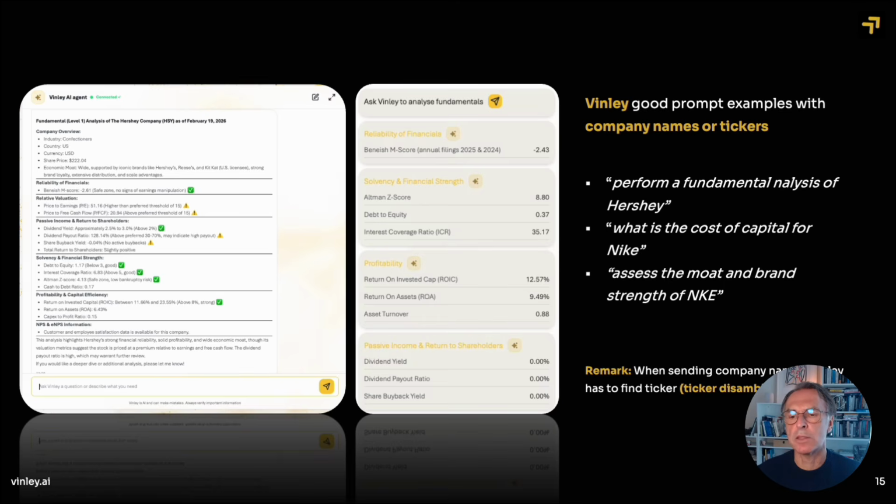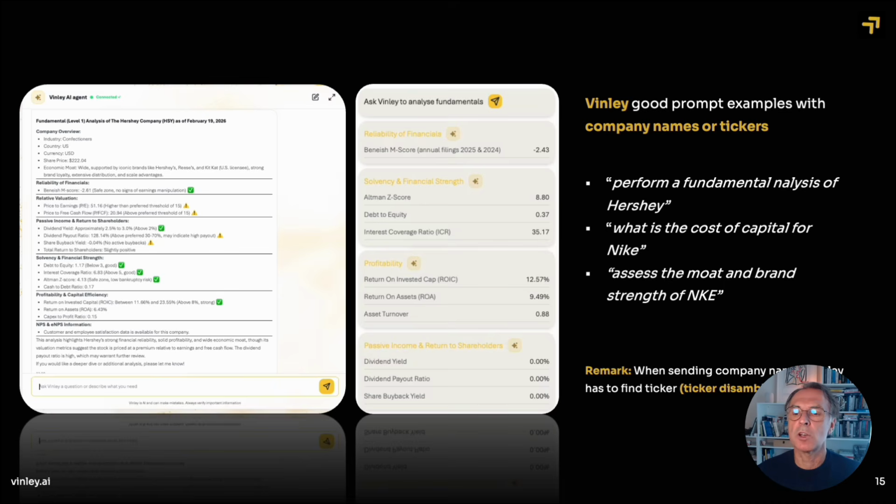So, for example, if I look at those three prompt examples, perform a fundamental analysis of Hershey. The first thing that Vinley.ai will do is try to understand who is Hershey. Of course, we have trained that Hershey is probably a company name or an ETF name. So the first thing that Vinley will do is disambiguation. It will check, does it have Hershey in its investment universe? And maybe if there are multiple results, it will ask you which one you want to analyze, because I may have multiple Hersheys in my investment universe. So don't worry, Vinley knows that. If there is just one, it will immediately do the fundamental analysis.